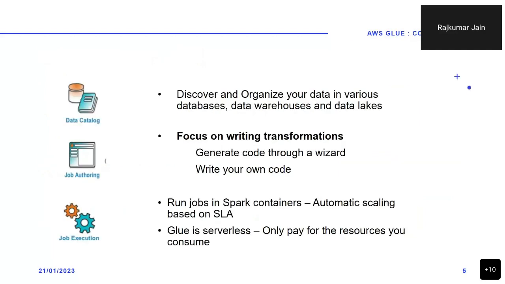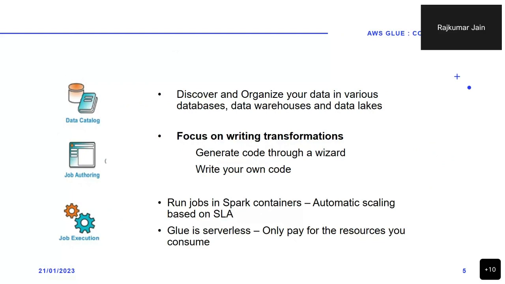Now next, these are the areas where AWS Glue starts. The data catalog is where we are discovering and organizing your data in various databases. A database here is just a logical group of the entities which you have created. It's not like a database we use in SQL Server or Oracle. We are just creating a logical group of our entities in the tables which we define here in the data catalog.